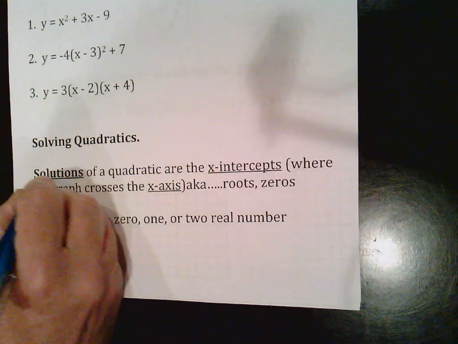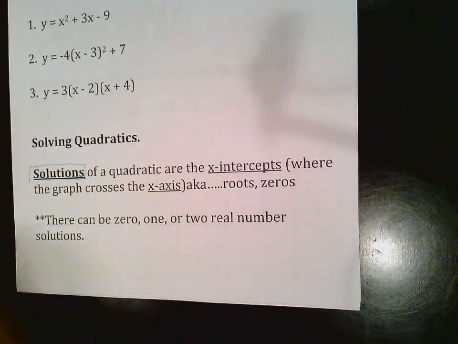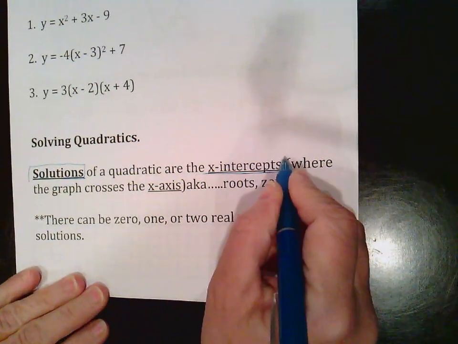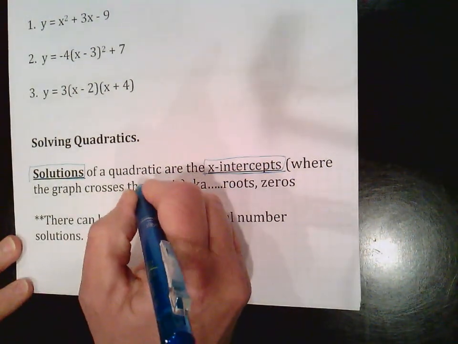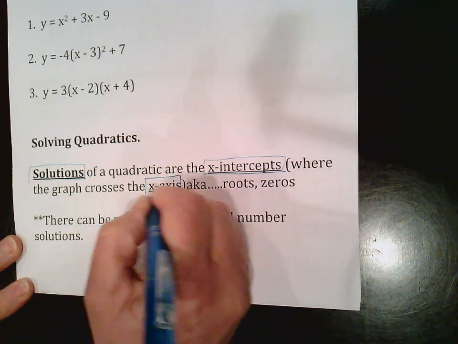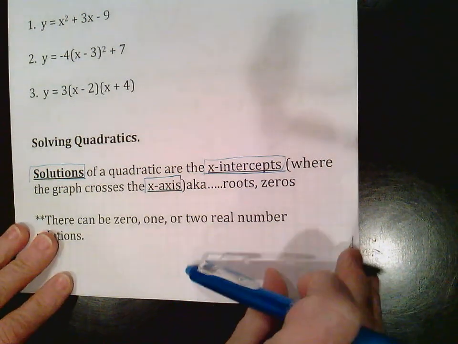Solutions, our first fill in the blank: solutions of a quadratic are the x-intercepts. Remember, x-intercepts are where the graph crosses the x-axis. These are also called roots or zeros. So your solution or your answer is when you solve for x, and those are the x-intercepts. That's where it crosses the x-axis. You can either have 0, 1, or 2 real solutions. I'm going to show you how those different possibilities can exist.